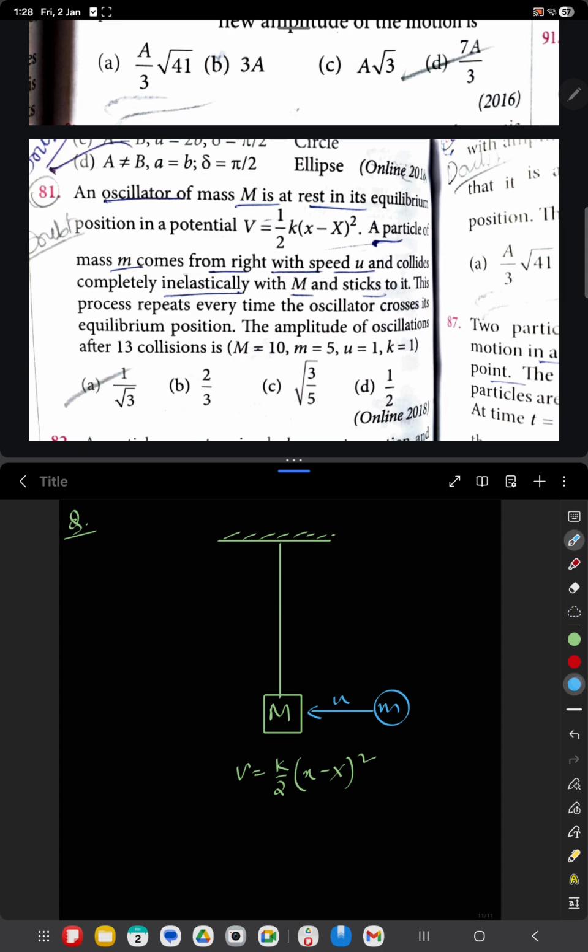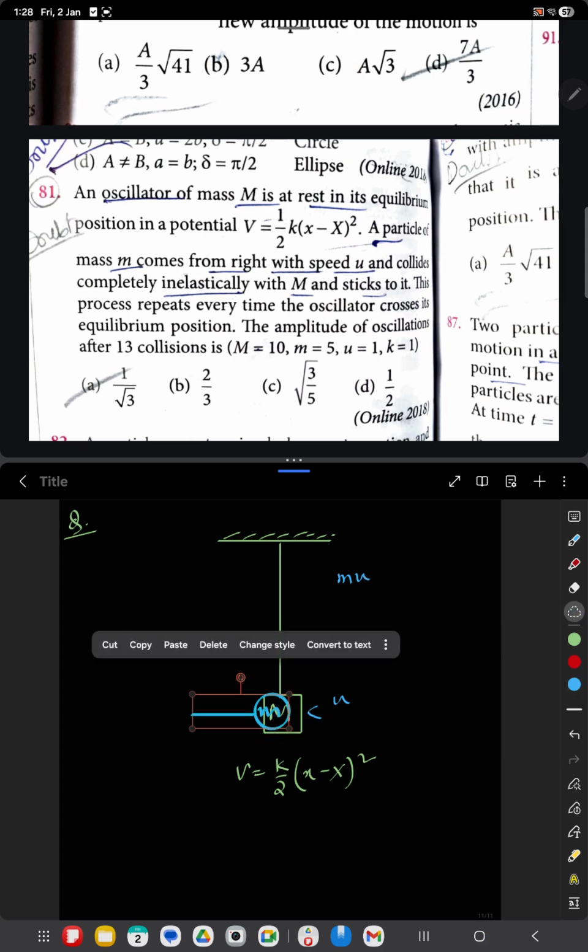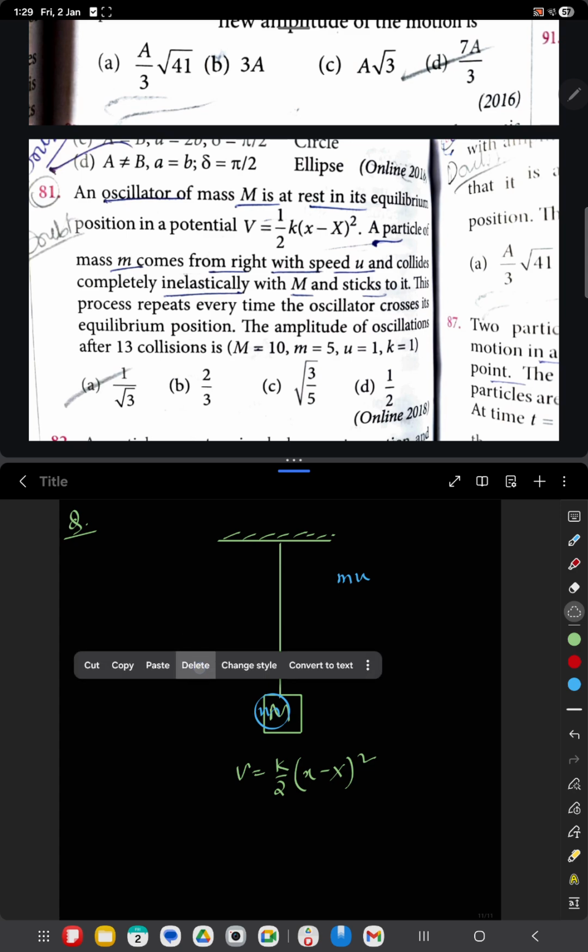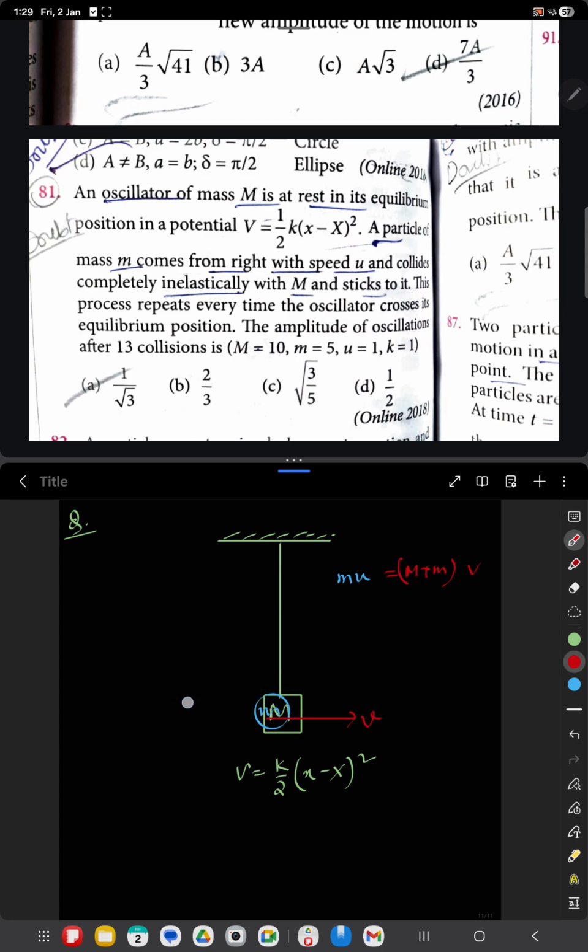So the initial momentum will be mu. If it sticks with this mass, the momentum will change, and the new momentum will become, let's assume, (m plus m) into v. So v will be whatever we get. Whenever this returns from this position, its velocity will be v in this direction. While going this way, the velocity will be in this direction, but while coming back, it will be in this direction.